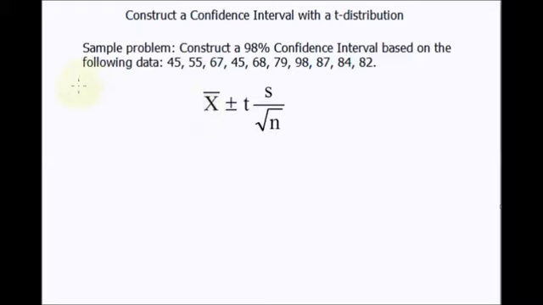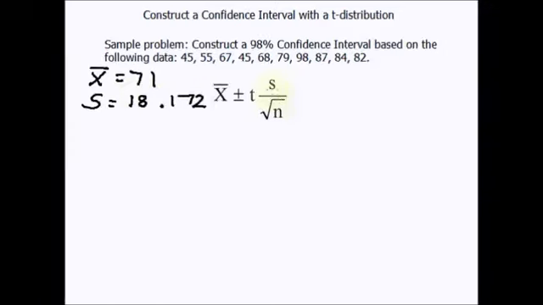First we need to know the sample mean, that's our x bar. If we add all of these up and then divide by 10, we get a mean of 71. And the standard deviation for the data, I'm not going to go into how to find a standard deviation in this video, but if you'd like to click the link showing on screen, it will take you to an article explaining how to find the standard deviation and also a standard deviation calculator. The standard deviation for this particular sample is 18.172. So we've found our s and we found our x bar.